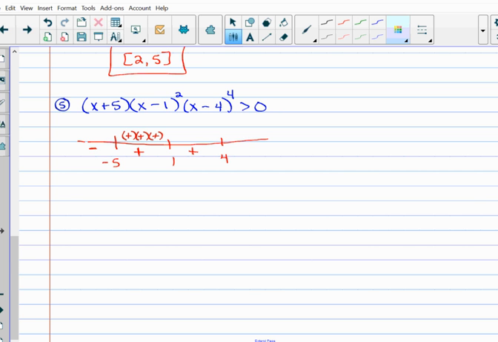The 4, does it have multiplicity? Yes. Even or odd? So what's it going to do? Okay, look at you guys, so good. All right, now the weird part is writing your answer. If I had said greater than or equal to 0, it'd be easy. You'd just go from -5 to infinity. But I just said greater than, so what do we have to be careful of? Not including the 1. Exactly. So it's going to be parentheses, -5 to 1, parentheses, 1 to 4, parentheses, 4 to infinity.